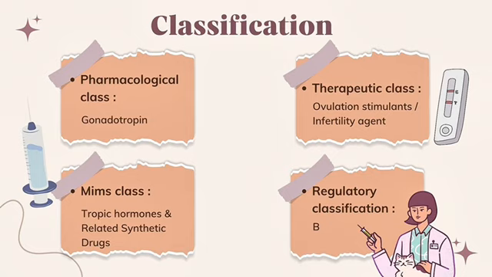In terms of what it does, it belongs to the gonadotropin group, while from a treatment perspective, it's considered an ovulation stimulant and infertility agent, meaning it helps to stimulate ovulation and treat infertility. In general it is grouped into tropic hormone and related synthetic drug, and finally for regulatory purposes, it's classified as a Group B drug.